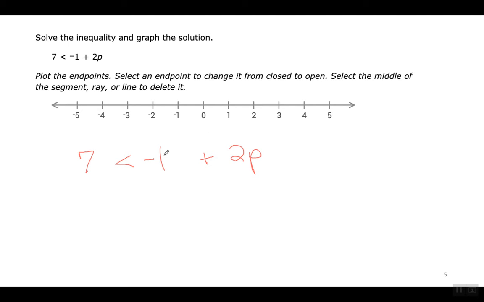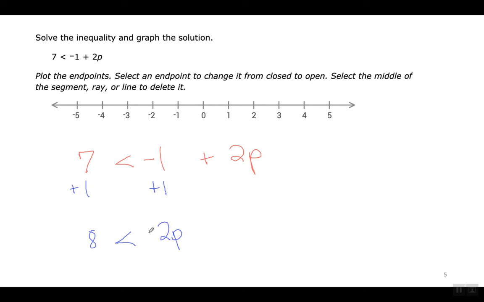I'm going to first get rid of this number right here by doing the opposite. You could think about this as -1. The opposite of -1 is +1. Adding 1 is the only thing that's going to get rid of that number. Nothing else that you could do would get rid of this number from the right side of the inequality. So -1 plus 1 is 0. That cancels out. 7 plus 1 is 8. So now I have 8. I have the same sign, and I have 2p.